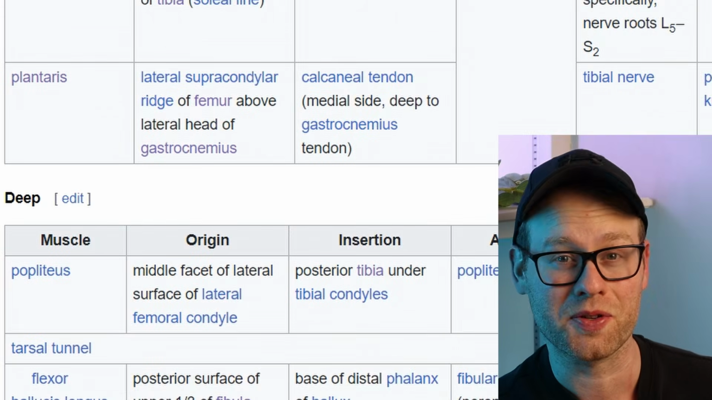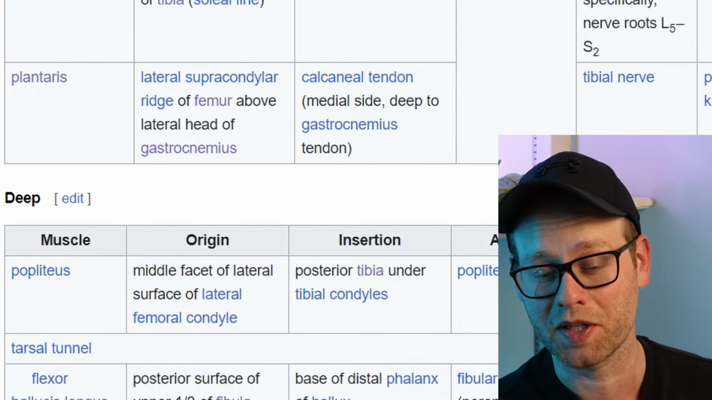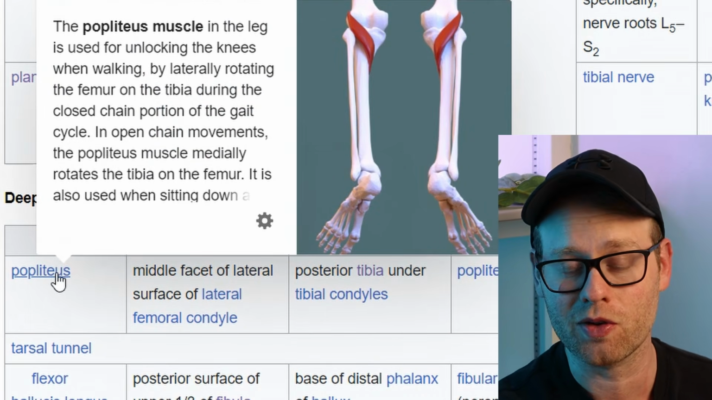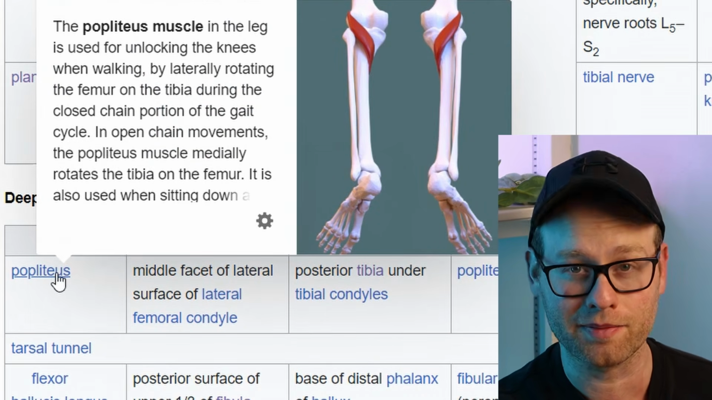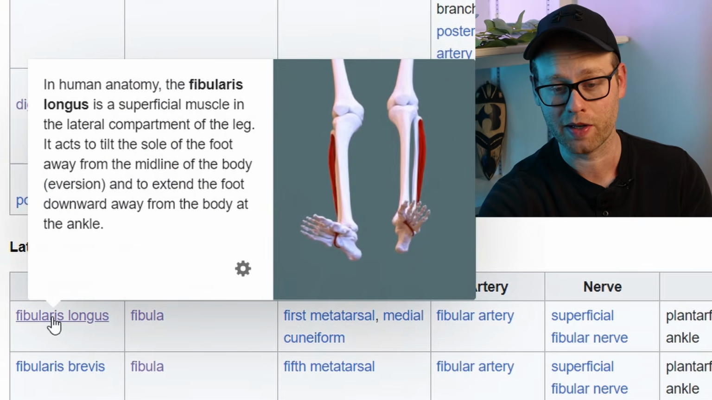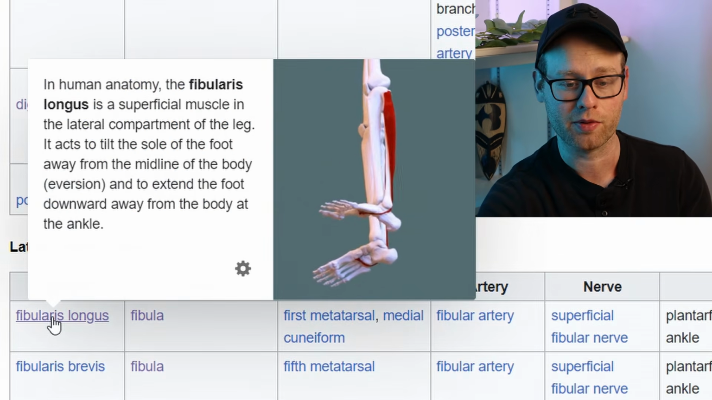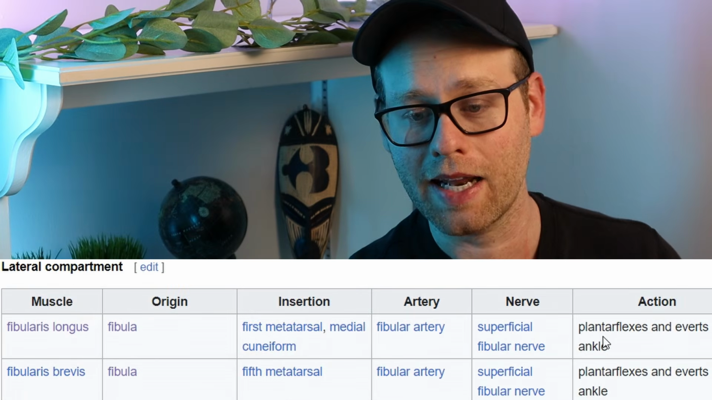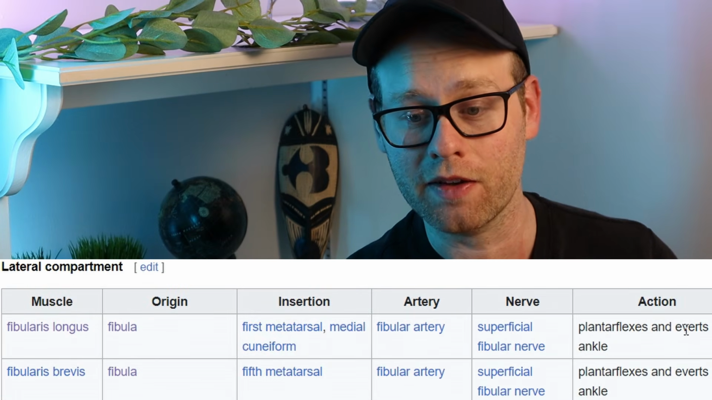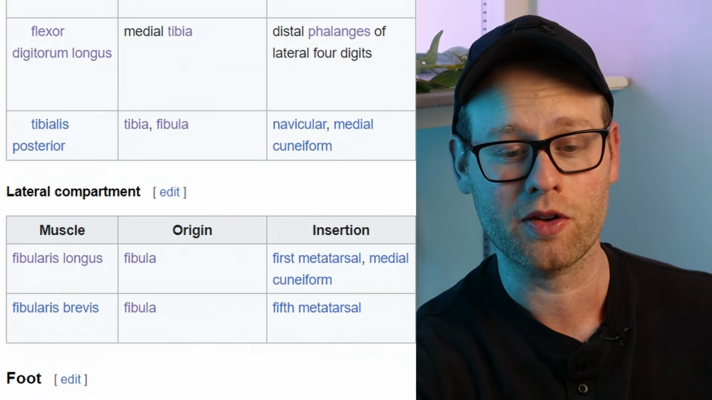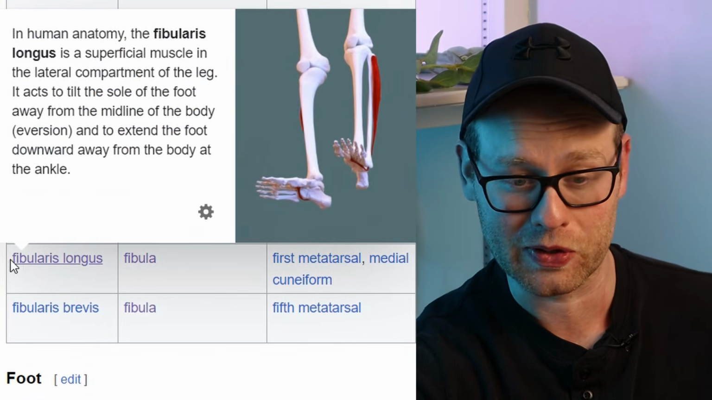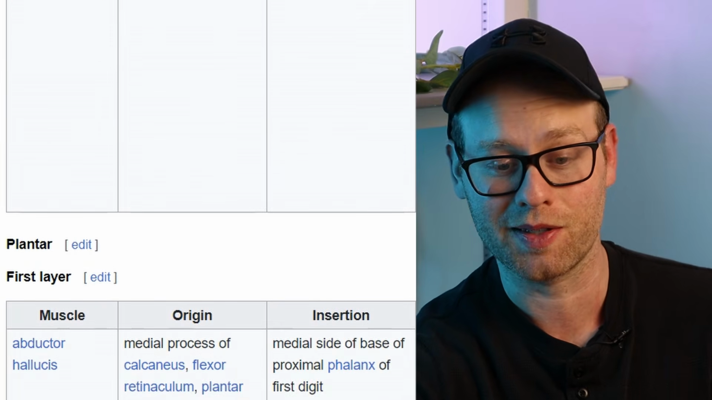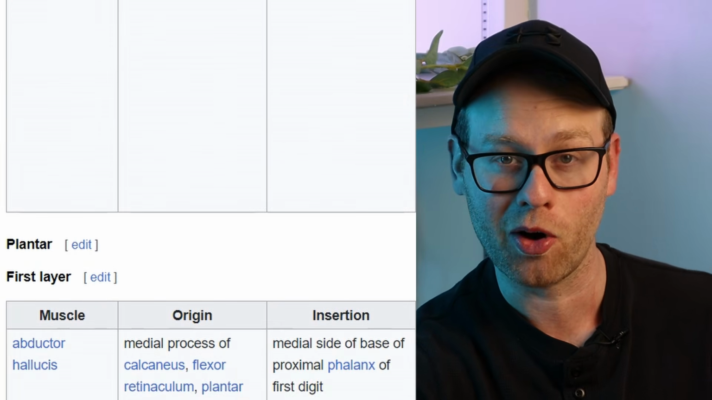There are other muscles that could be important later on, for example, your popliteus, which is a muscle in the leg that is used for unlocking the knees when walking. You also have muscles like the fibularis muscles, which used to be known as the peroneals. So you have fibularis longus and fibularis brevis, and they aid with plantar flexion and foot eversion. At some point in your career, you may need to do extra research on muscles like that, or maybe other muscles located within the foot, which honestly, we're not going to be talking about at all in today's video.